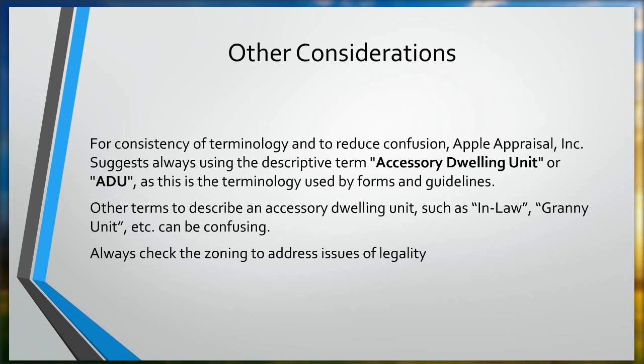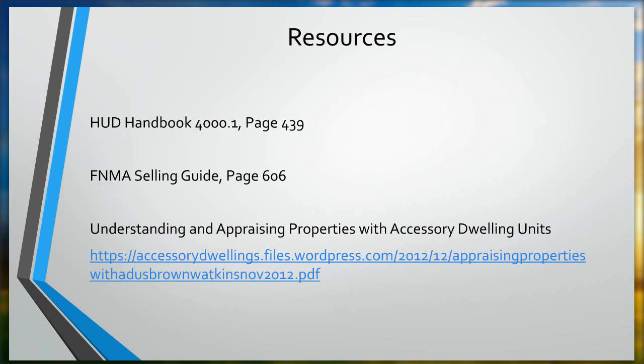Some other considerations. For consistency of terminology and just to reduce confusion, we always suggest that you use the term accessory dwelling unit, or ADU, because this terminology is what's used by the forms and in our guidelines. When you start using other terms like in-law and granny unit, it's a little confusing because the reader may not know if that applies to an accessory dwelling unit or you're talking about something else. And always make sure that you check the zoning to address issues of legality. That's a big one. That's a very big one.